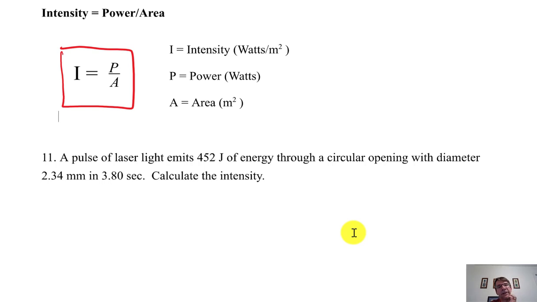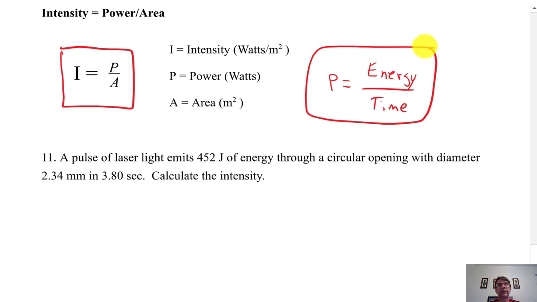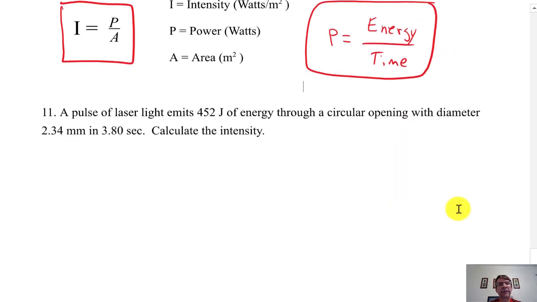But this one, you got to read it carefully. Calculate the intensity. We need the power over the area. Now, you can write this down if you don't remember this from Physics 201. Power is energy over time. So that's got to be used here. In fact, that's probably the first step. You can combine everything. I like to keep things separate. For example, in this case, I know the power is the energy over the time. The energy is 452 joules. And the time is, make sure you're in seconds. If it was minutes, like 3 minutes, you got to convert that into seconds. But it's in seconds already, 3.80 seconds, because we want joules and seconds.